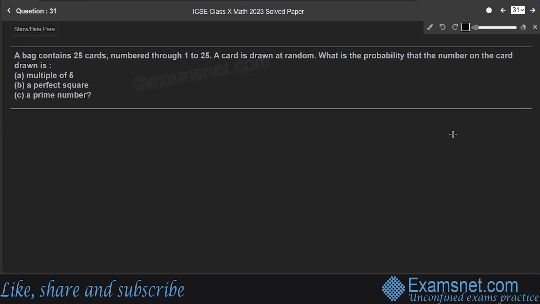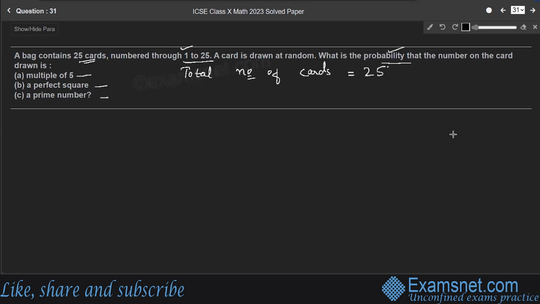Question 31. A bag contains 25 cards numbered 1 to 25. A card is drawn at random. What is the probability that the number on the card drawn is a multiple of 5, a perfect square, and a prime number? Here, the total number of cards is equal to 25, numbered from 1 to 25, right?